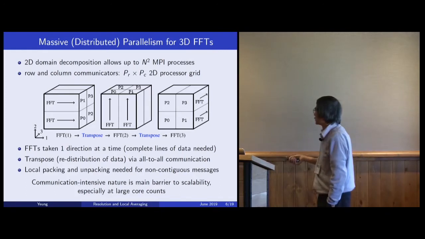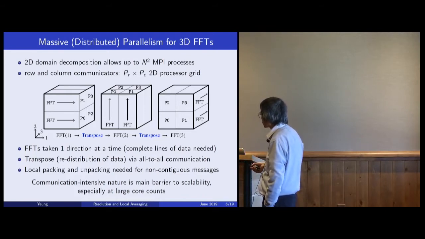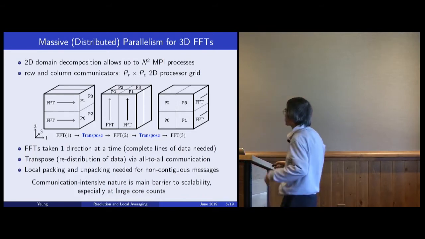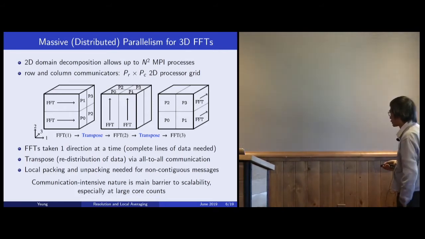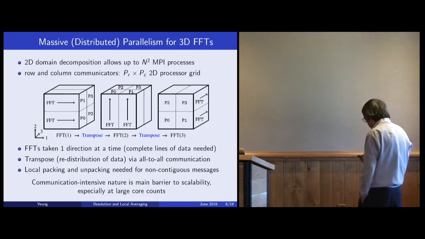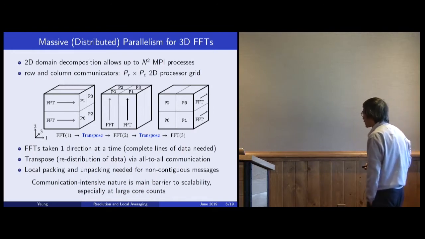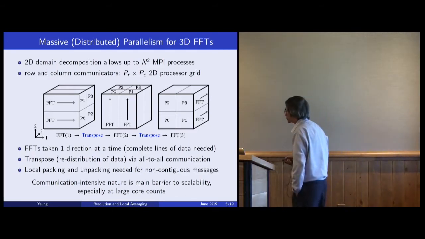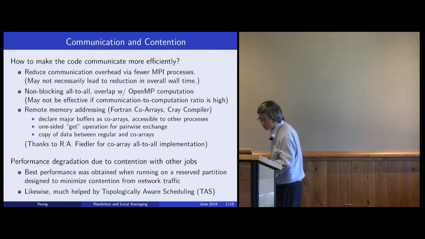If the data were decomposed like the picture on the left, we will take the FFT in this direction. To take the FFT in the other direction, you have to do a transpose. Basically, we need to redivide the data along different directions. The transpose involves all-to-all communication, and because the data before the communication is not in contiguous memory areas, we do need to do local packing as well as unpacking. So the communication-intensive nature is our greatest challenge.